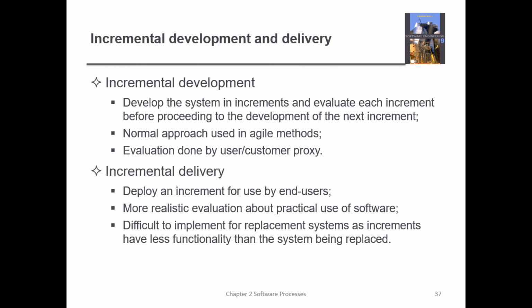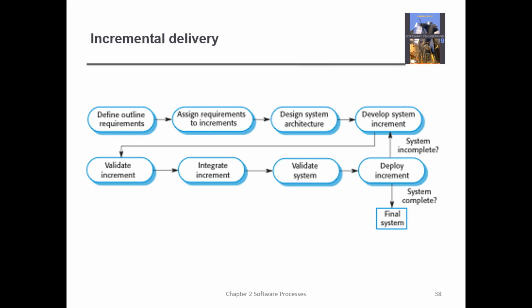Then you do the evaluation. The customer or the user can evaluate to check if the increment is okay. Then the delivery, we have just talked about it. So this diagram is trying to show us the incremental delivery. Define outline requirements, assign requirements to increments, design system architecture, develop system. It's just showing us the flow.